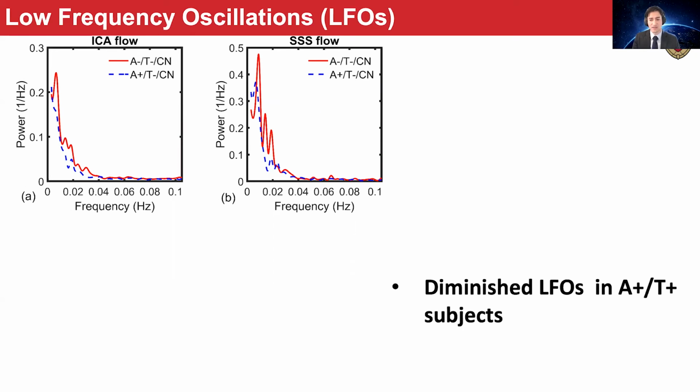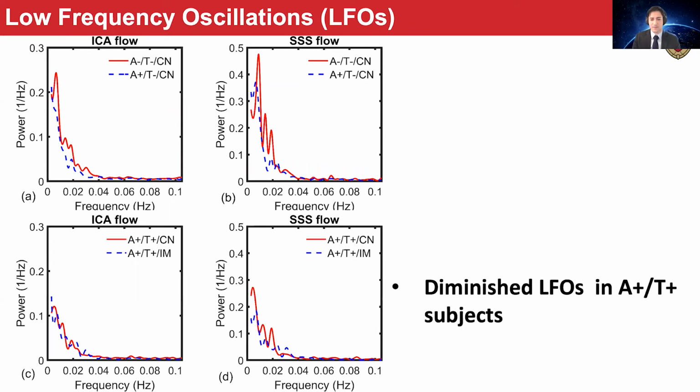On the left, we see LFOs in the arteries, on the right, in the veins. And LFOs between controls and amyloid positive subjects were similar. However, there was a significant reduction of LFO content in subjects that were both amyloid and tau positive.